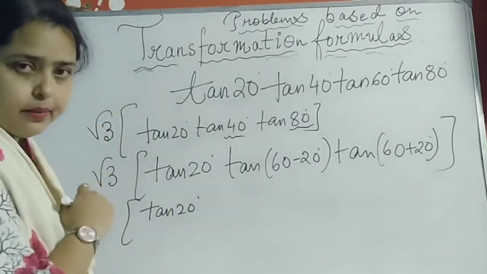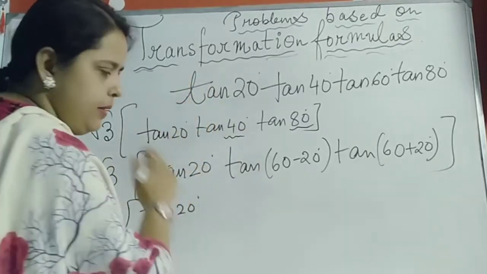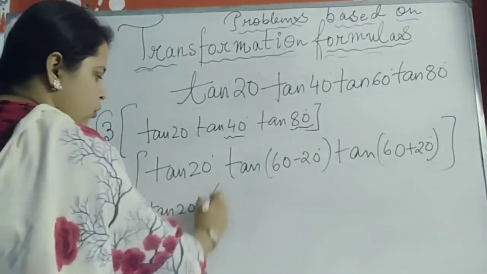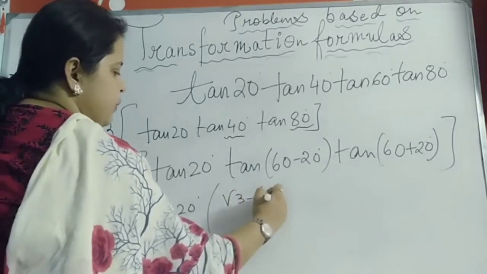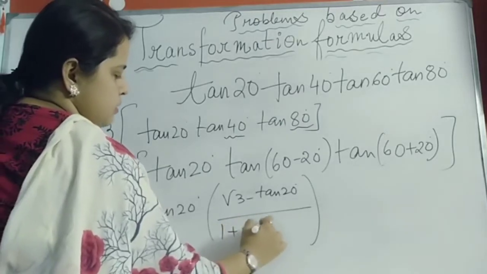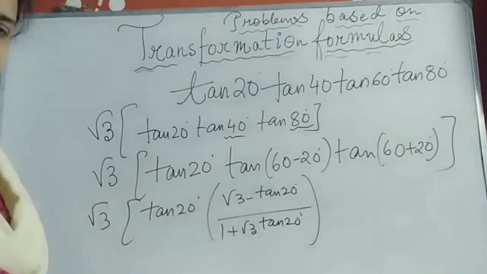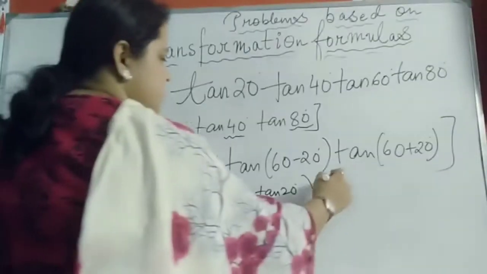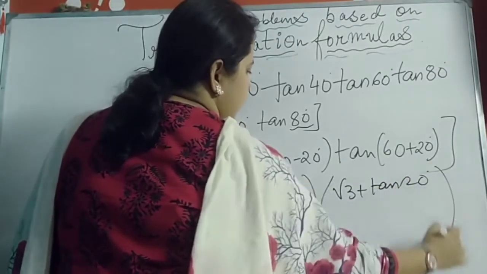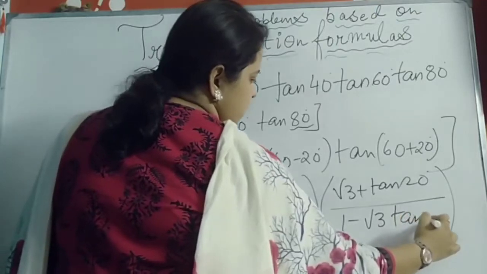Let it be tan 20. Now, here it is. Tan A minus tan B. That means tan A is what? Tan 60. Tan 60 is root 3. So, root 3 minus tan 20 by 1 plus root 3 into tan 20. Okay. Now, this is root 3 plus tan 20 by 1 minus root 3 tan 20.